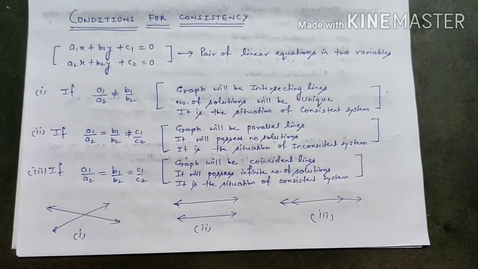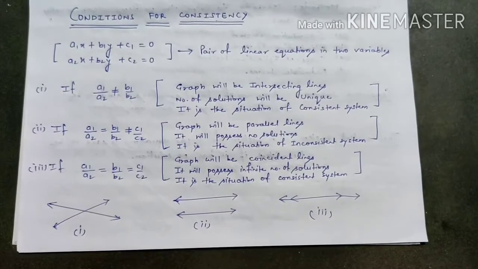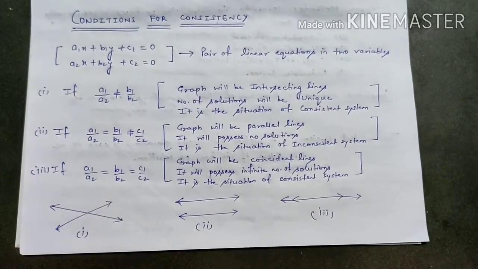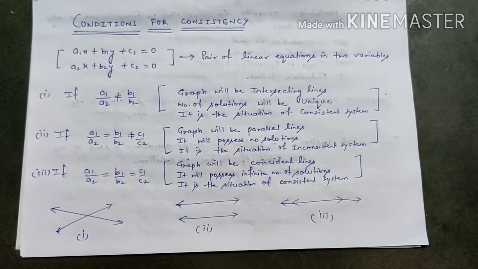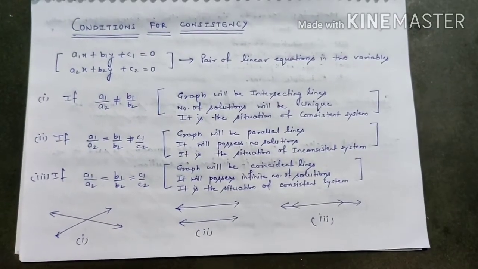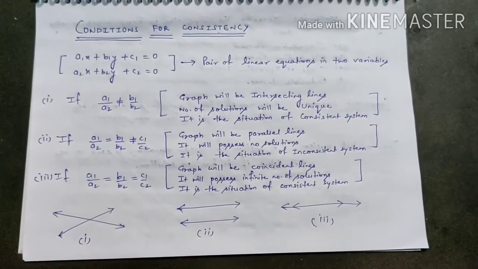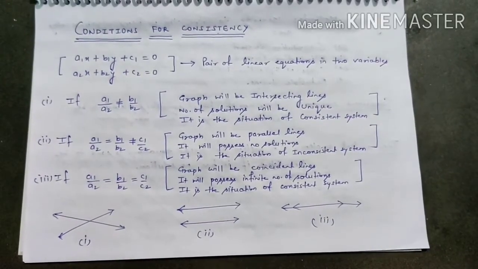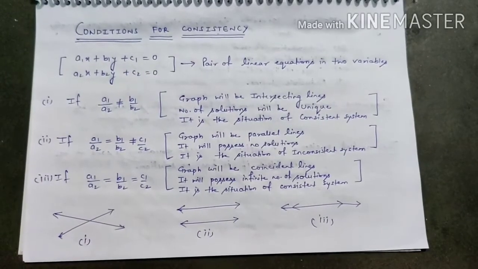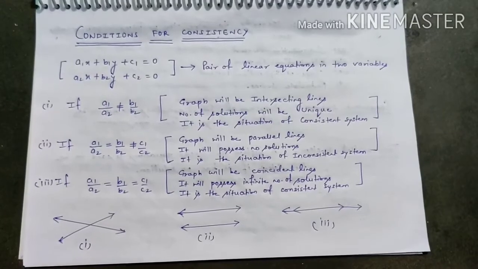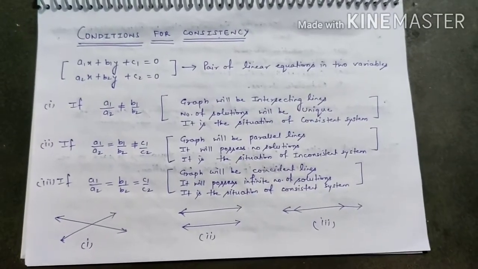So I hope all of you understand the basic concepts related to the pair of linear equations in two variables. A linear equation in two variables is ax plus by plus c equal to 0. Now in this chapter we have two linear equations given simultaneously, and we have to solve that pair of linear equations to find the solution either by the algebraic method or by the graphical method.